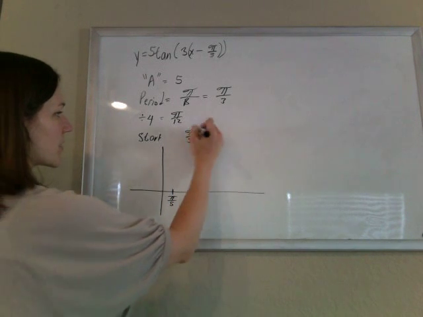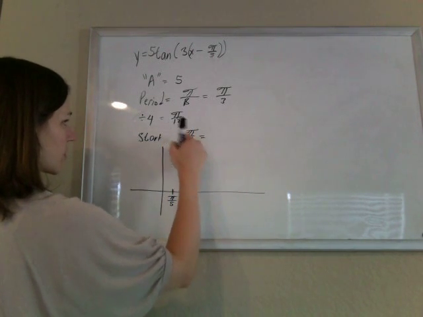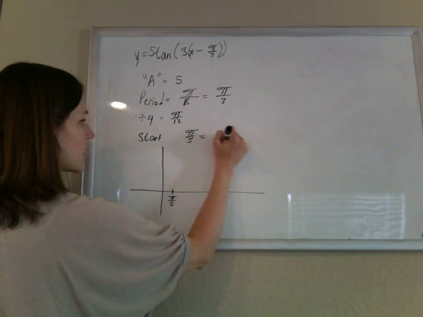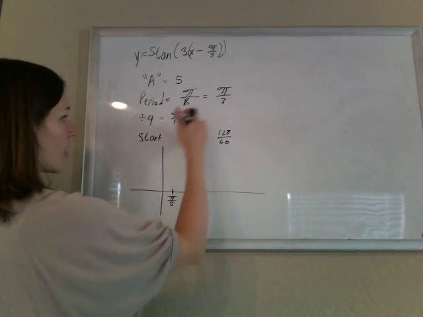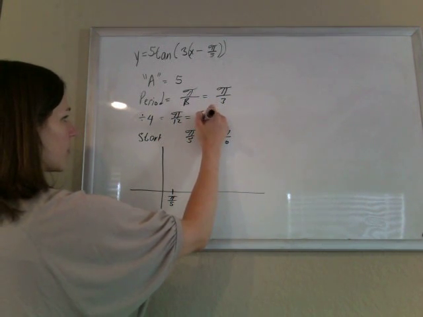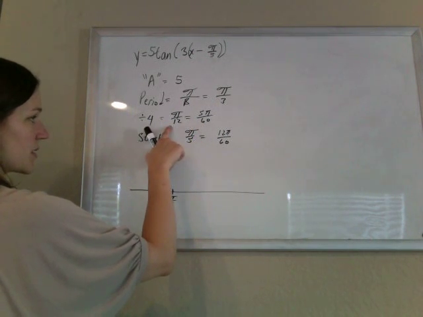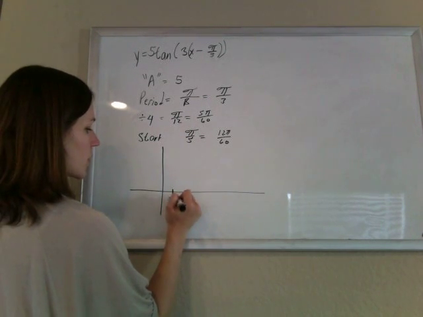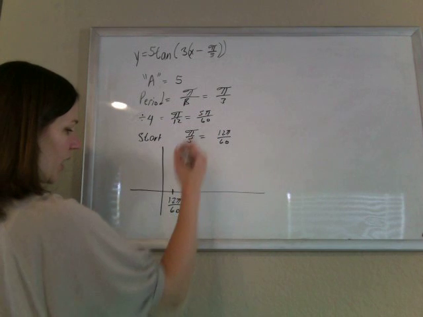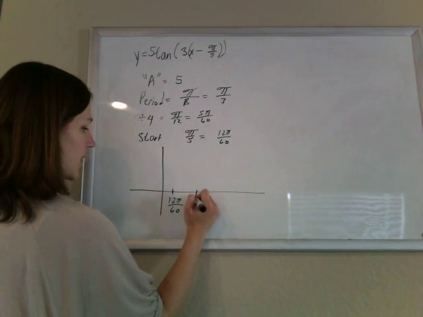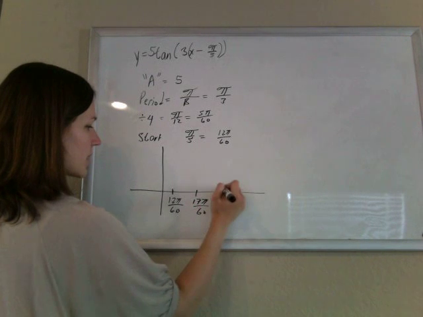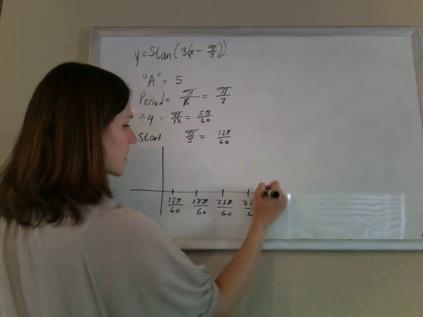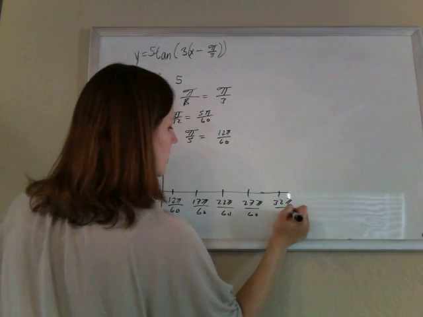want a common denominator. So I picked fabulous numbers. I'll need 60ths. So pi fifths is 12 pi 60ths. That's where I'll start. And I'll keep adding 5 pi 60ths. 5 pi 60ths is pi 12ths. So if I start at 12 pi 60ths and keep adding 5, I'll get 17 pi 60ths, 22 pi 60ths, 27 pi 60ths, and 32 pi 60ths.